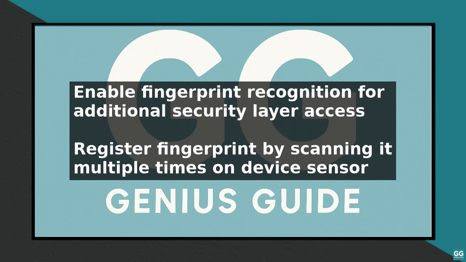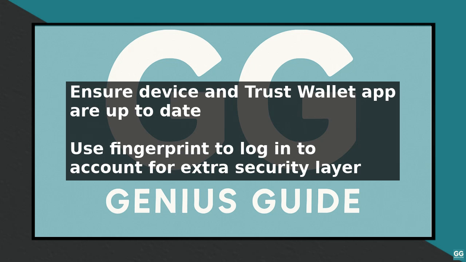It is essential to ensure that your device and the Trust Wallet app are up to date, as the exact steps and menu options may vary depending on the version and your device's operating system. Enabling fingerprint login on Trust Wallet is a straightforward process that enhances account security and makes accessing your wallet more convenient. By following these steps and taking advantage of the fingerprint login feature, you can protect your cryptocurrency assets more effectively and enjoy a seamless user experience.